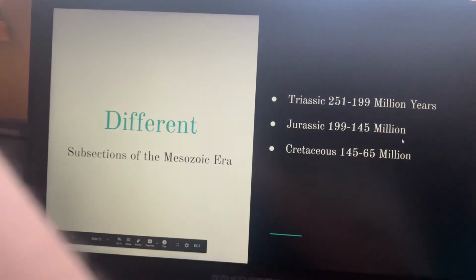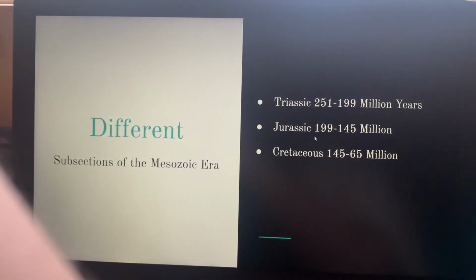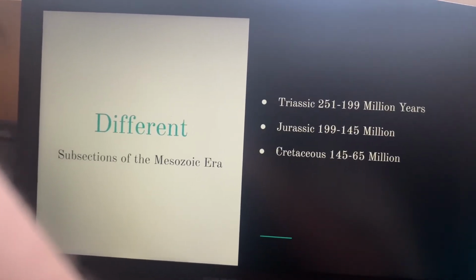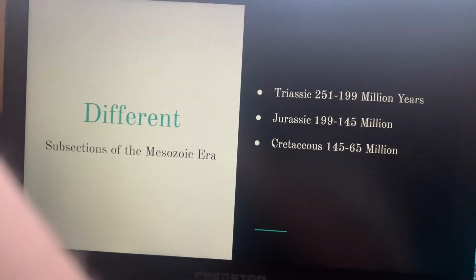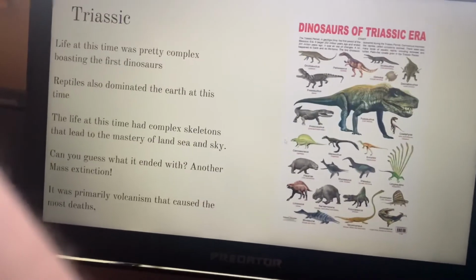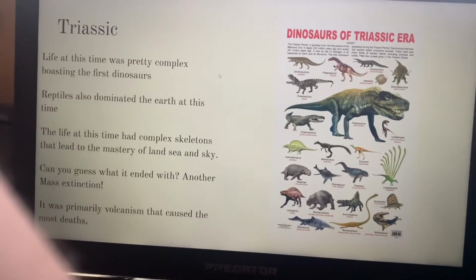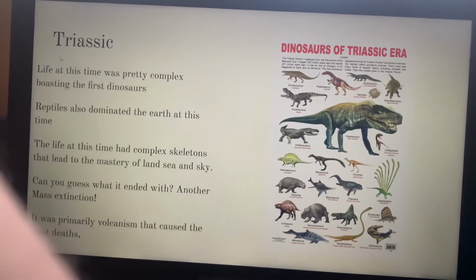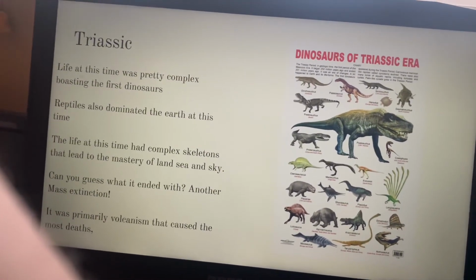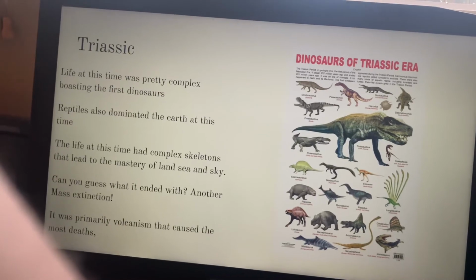And so here are some more boundaries. You can pretty much guess that most of these boundaries begin and end with another mass extinction, as I said before. And so here we have the Triassic. And there was a really cool thing about the Triassic. So basically, as time progresses, life becomes more complex.